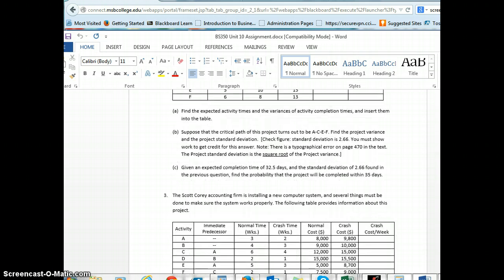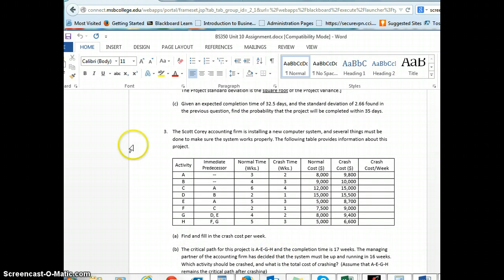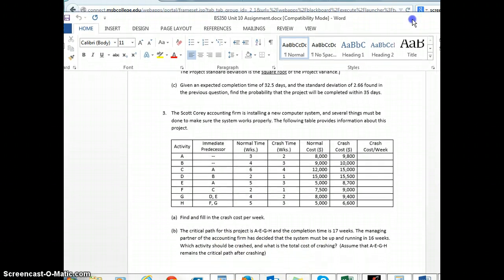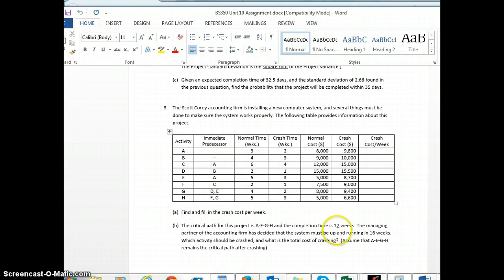And let's see, problem 3 here. You are going to fill in crash times. So we've got crash cost calculations that are on page 479 of the textbook, and it gives you the instructions, the 4 steps for project crashing and how to complete that. So you're going to fill in all the crash costs per week based on those instructions. And then the last question is which activity should be crashed and what is the crash cost per week in this particular example.